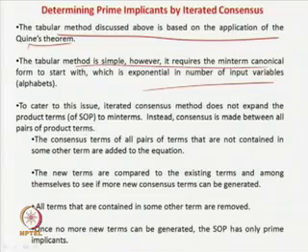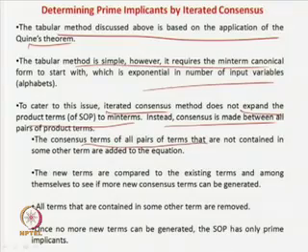So now to cater to this issue, we will see another procedure which is called the iterated consensus based method. In this case we will not expand the product terms of the SOP form to min terms, that is, we will not go for a canonical expression or blow it up. So how will we do it? We will have the given function in SOP form as it is, we will not open it up. Then the consensus of all pairs of terms that are not contained in any other term is added to the expression.